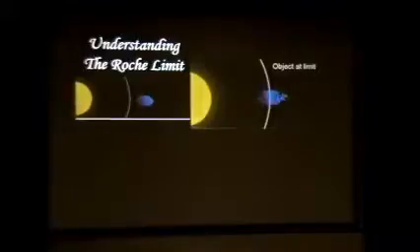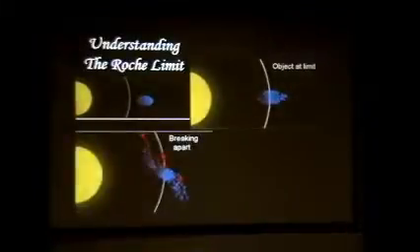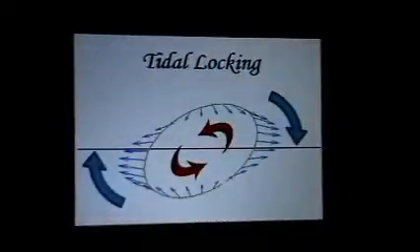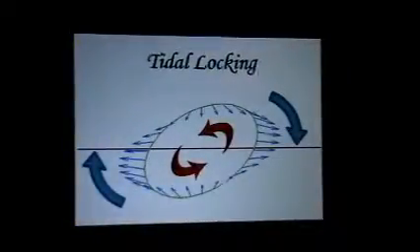But when the moon breaks apart, as you can see there, the stuff on the inside will want to go faster, and the stuff on the outside will want to go slower. And the eventual result of that is we'll get a ring formation, just like Saturn. So we just discussed that last time, and now I want to talk a little bit about tidal locking.